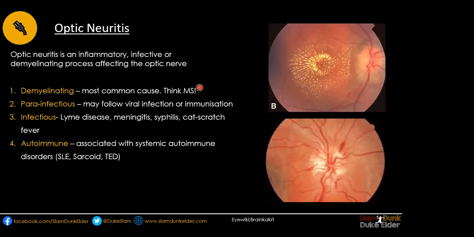And optic neuritis is very closely linked with MS. And that's your most common cause. Then you've got parainfectious, so that follows a viral infection or even an immunization. Typically that presents with very sudden acute vision loss, which occurs 1 to 3 weeks after the viral infection or after the vaccine. Then you've got infectious causes, the big ones being Lyme disease, meningitis, syphilis, or cat scratch fever. And lastly, you've got your autoimmune causes. So that could be associated with lupus or with sarcoid or thyroid eye disease.